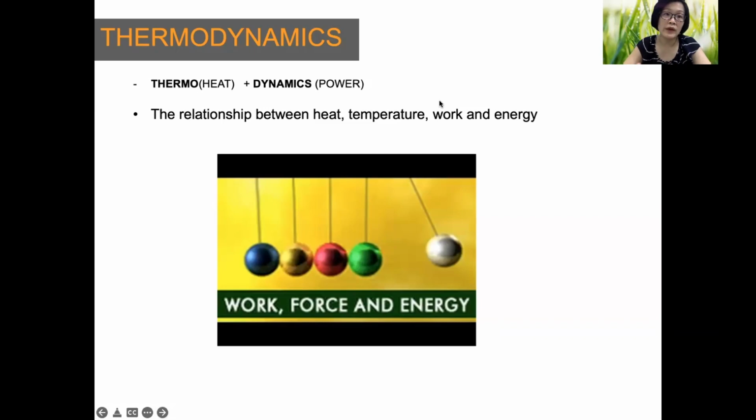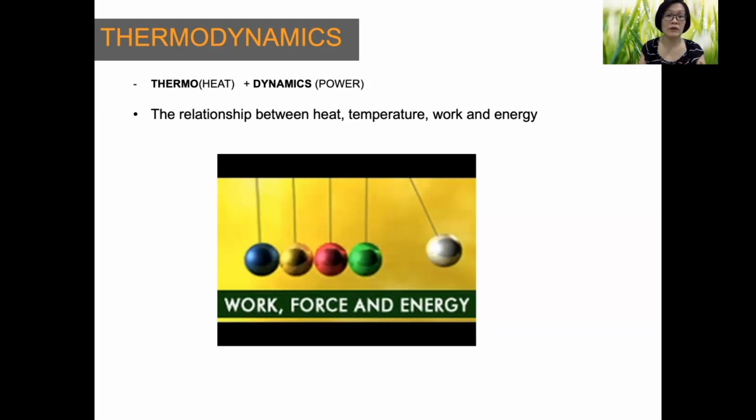So next, we look at some of the fundamental knowledge of thermodynamics. If you look at the word thermodynamics, it's actually a combination of two Latin words. One is thermo, which means heat. Another one is dynamic, which means power. Or you can also think that dynamic is something flowing in English, right?